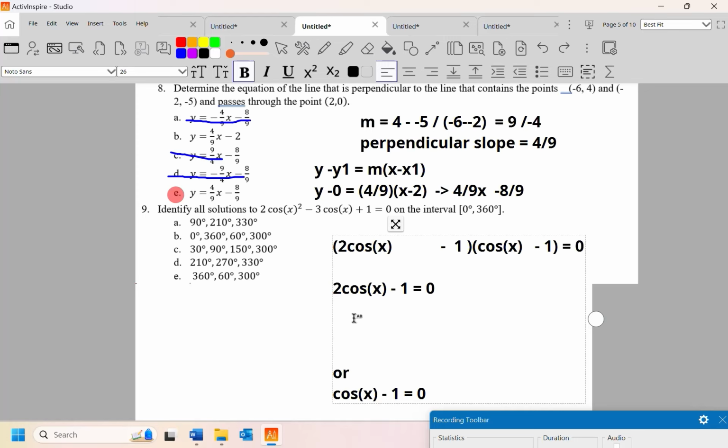So if I take this equation and solve it for cosine, I'd have that the cosine of x is a half. If I do that same thing down here, I'd have cosine of x is 1. So now I'm going to think about the unit circle.